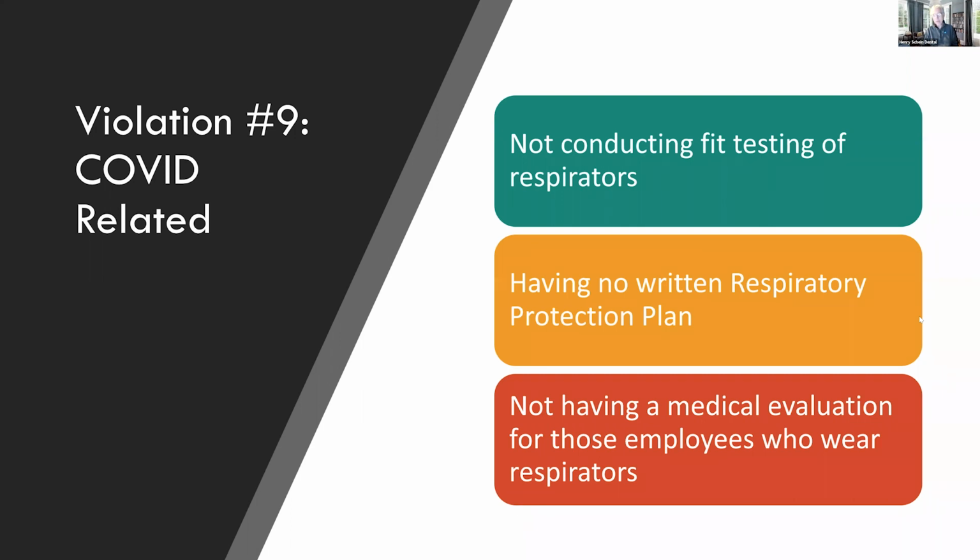Not having a written respiratory protection plan. Again, if you're going to use an N95 respirator or a KN95 or KF94, whatever you might be using, and by the way, I highly suggest you use an N95 if you're going to use a respirator, you've got to have a written respiratory protection plan. Again, it's a very easy thing, but that document has to be made available. It's a top mistake that I see.